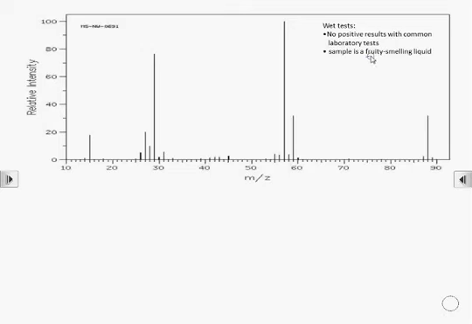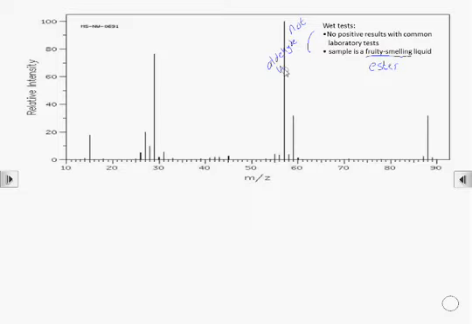Here we're interpreting a mass spectrum. Start with what we know already about the molecule. Being a fruity smelling liquid rather suggests an ester, and the lack of a result with Brady's reagent or Tollens' reagent suggests that this is not an aldehyde or a ketone.